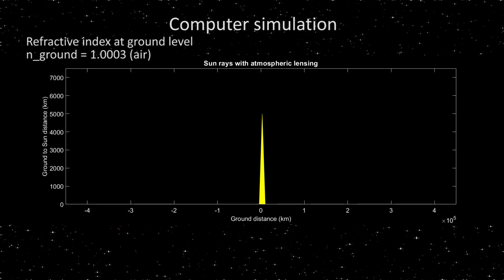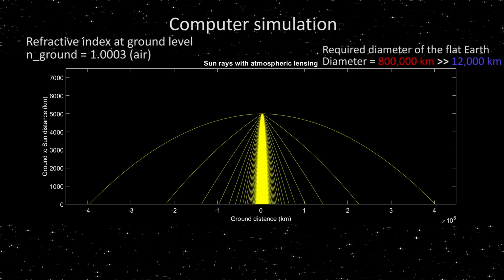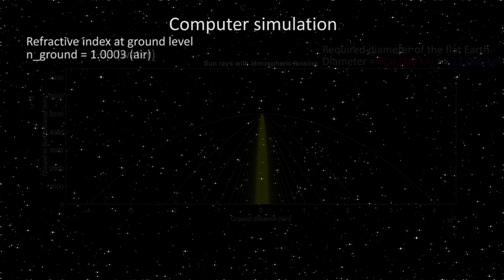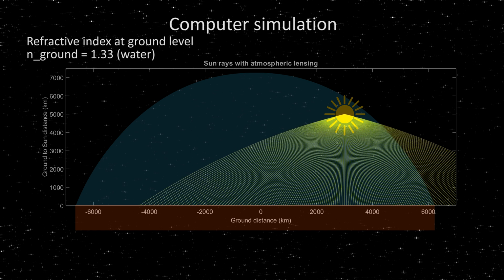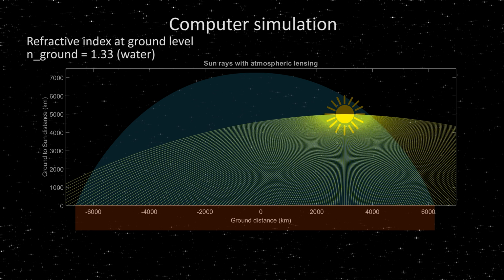If we zoom out, we can easily see the bending, but on a much larger length scale than that of the flat Earth. Let's now add humidity into the simulation. Better yet, to aid the flat Earth model, let's assume the atmosphere at ground level is made of water, so n ground equals 1.33. Now the bending is clearly seen, but still not enough to form the spot.